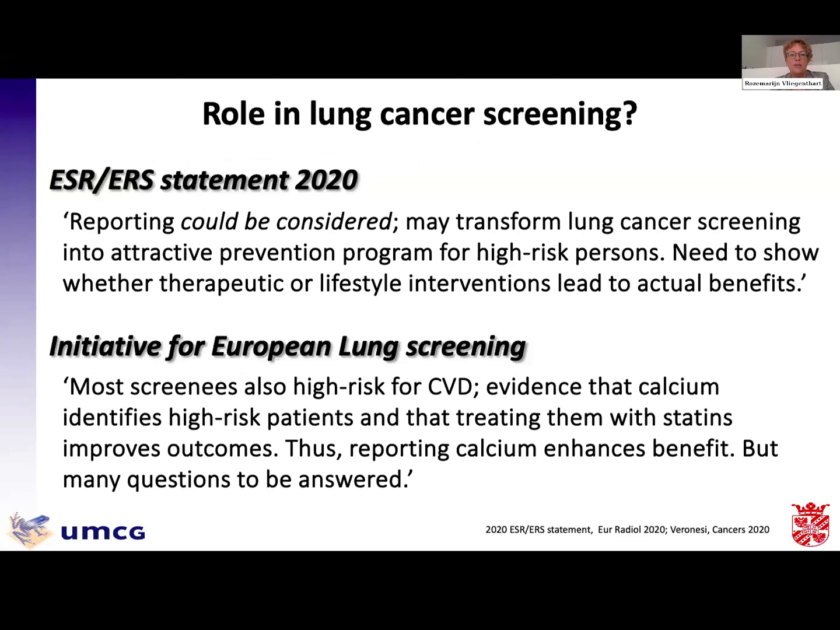For the role in lung cancer screening, we have 2 European statements that specifically mention what they think should be done with coronary calcium scoring in screening. The ERS statement from 2020 said, reporting could be considered, may transform lung cancer screening into an attractive prevention program for high-risk persons, needs to show whether therapeutic or lifestyle interventions lead to actual benefits. So this is still to be proven in a lung cancer screening setting. The initiative for European lung screening states most screenees are also high risk for CVD, evidence that calcium identifies high-risk patients and that treating them with statins improves outcomes. Thus, reporting calcium enhances benefit, but many questions to be answered.